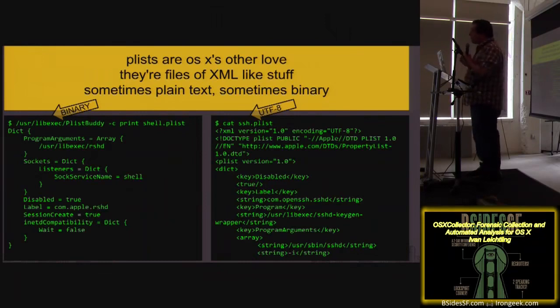Cool. Sometimes they're plain text. Sometimes they're binary. If they're binary, there's a command line tool, PlistBuddy. It will print out a plist as a sort of JSON-like thing, not the XML, not real JSON, something else. Anyway, it's cool. It's a free tool. It works. So we use Python code to read through all these plists and see what's going on.